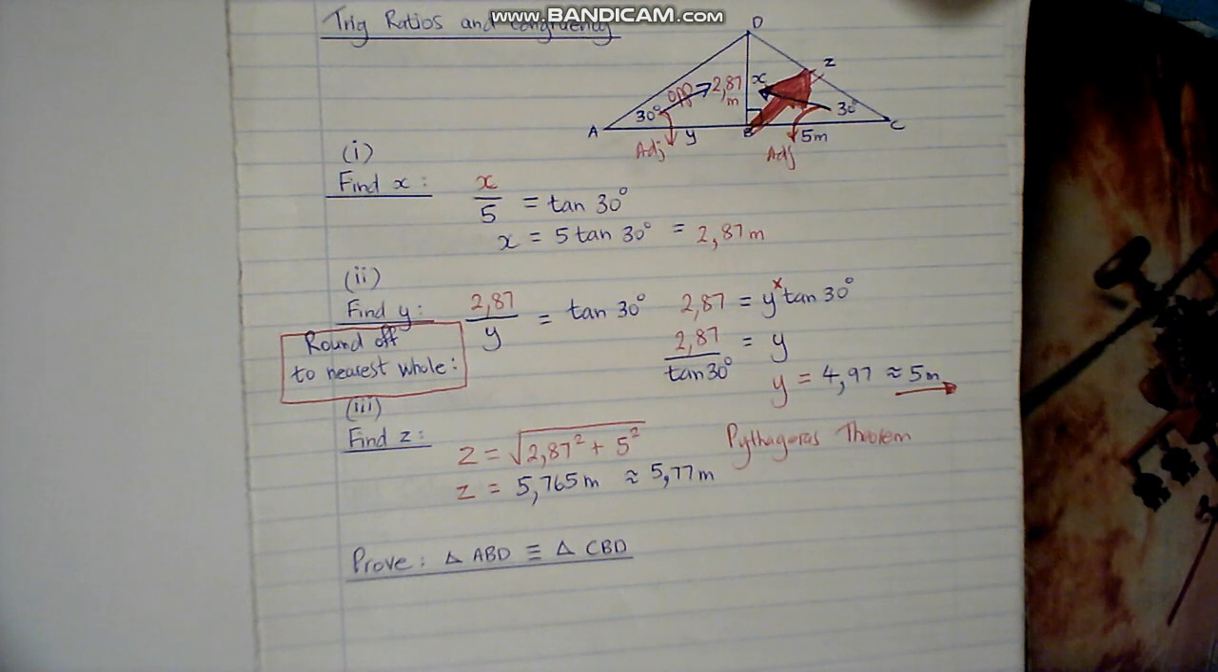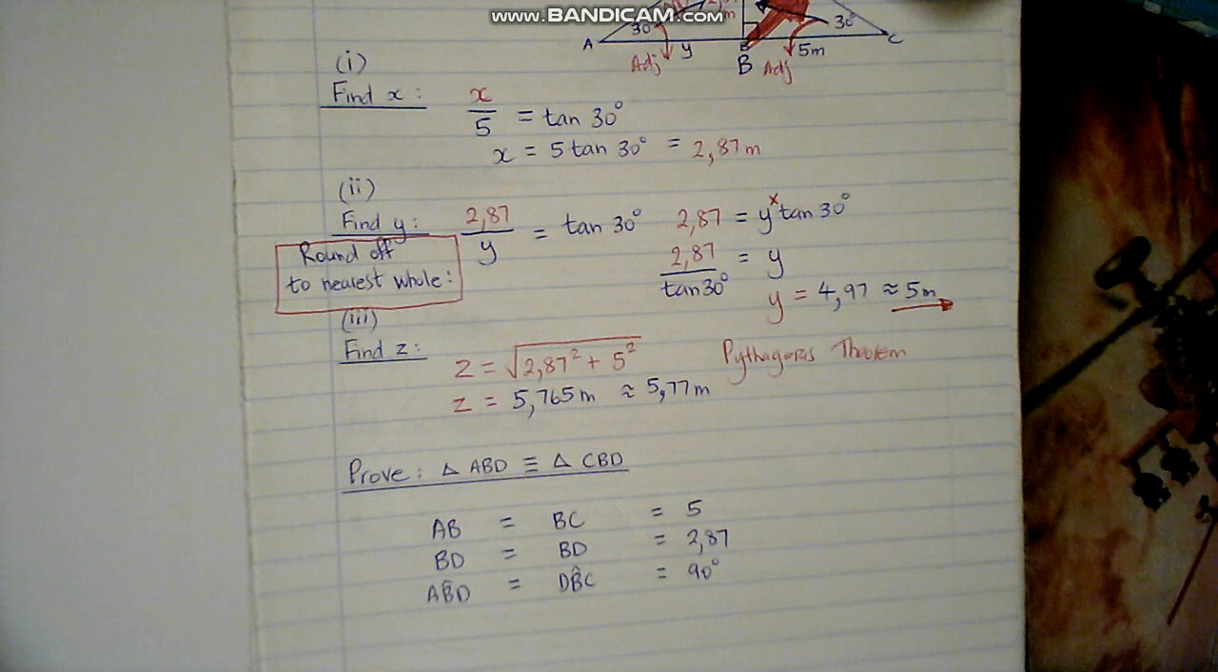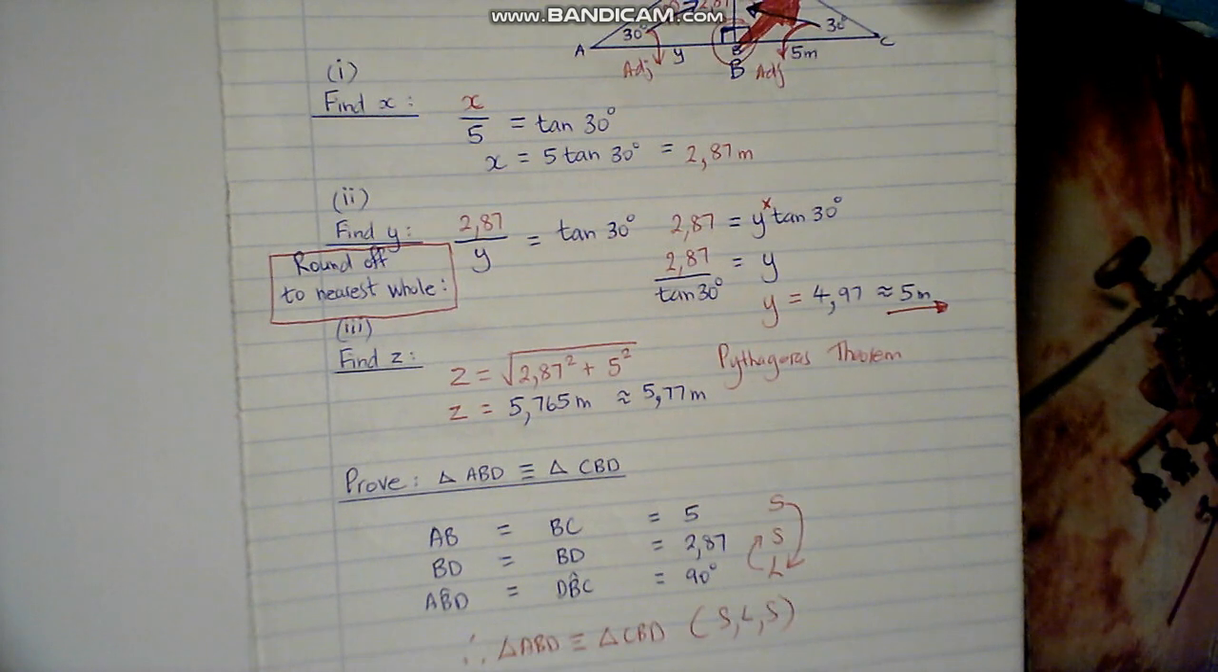Next thing, they want us to prove that the triangle on the left is congruent to the triangle on the right. We can see that AB is equal to BC, which is equal to 5. We can see that BD is the common side. We can also see that the two bottom angles will both be 90 degrees. So angle ABD is equal to DBC. They're both equal to 90 degrees. So the two triangles are congruent based on side, angle, side.